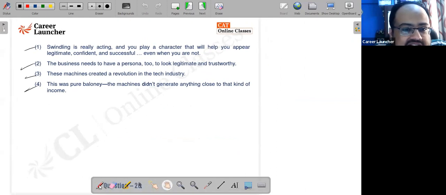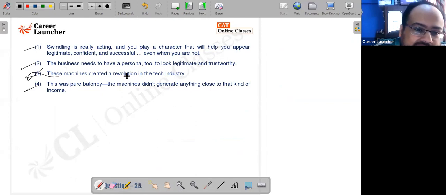Option 3 says these machines created a revolution in the tech industry. This cannot be the answer. Why? Because if they actually created a revolution, it means something good was happening because of the machines. But what is the context of the passage? The context is how this person made a fool of other people. So he could not have cheated people by creating a revolution. He could have cheated people if something wrong was happening, which is why the answer is option 4.